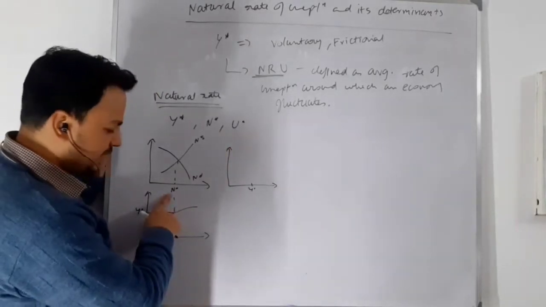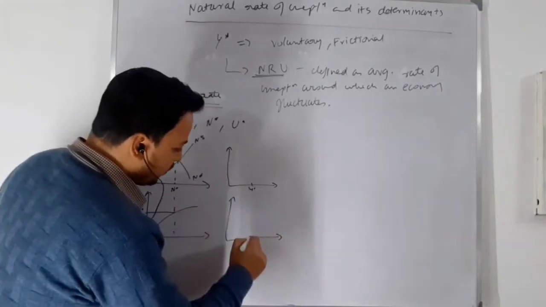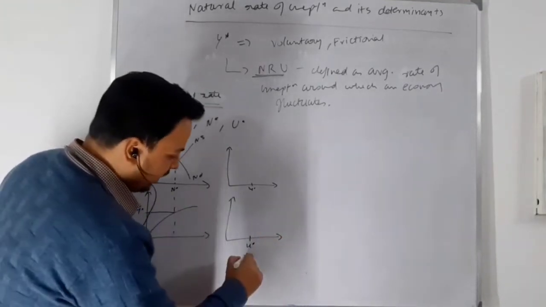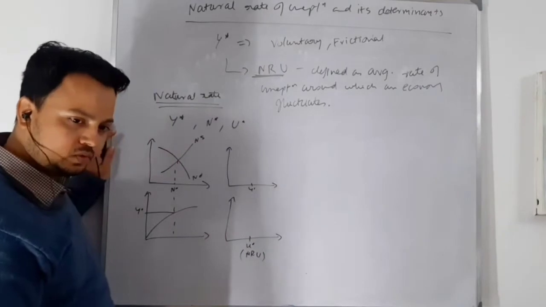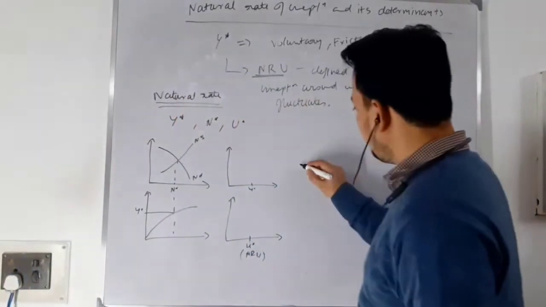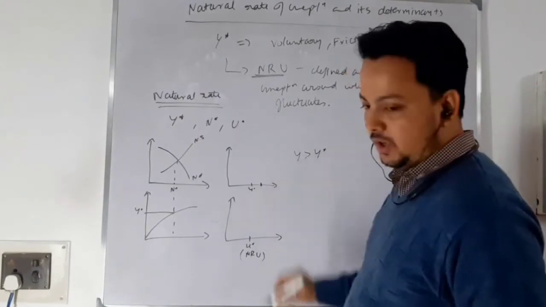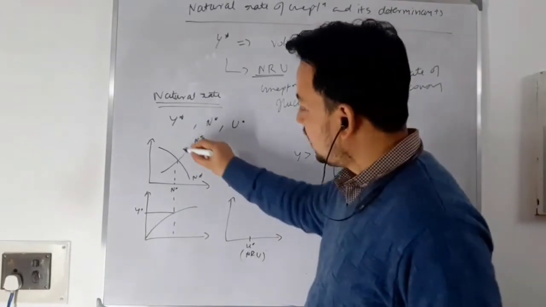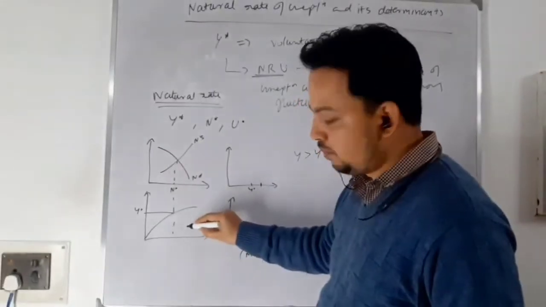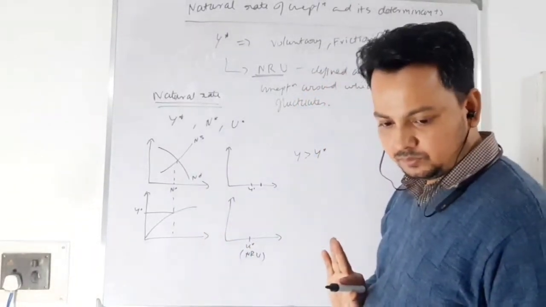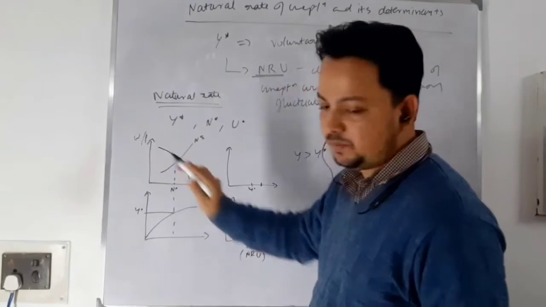So associated with this N star employment and full employment output, we will have the natural rate of unemployment U star, NRU, around which the economy fluctuates. Okay, how? Look at this one. When output is greater than full employment output, that means demand for labor is more. Yes or no? Demand for labor is more, you are producing more output. Everyone agree? So there will be wage inflation. Here you are writing wage. There will be wage inflation in the economy.